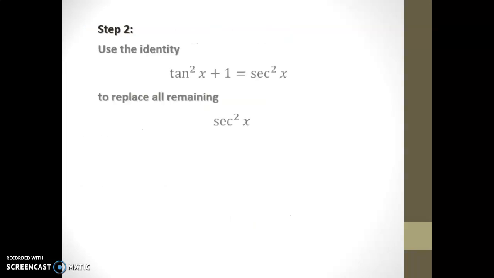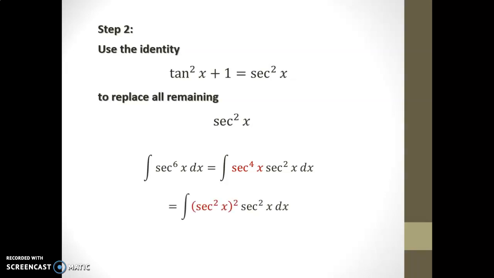In step 2, use the identity tan square x plus 1 equals secant square x to replace all the remaining secant square x's. By remaining secant square x's, I mean all those that we have not pulled aside along with the dx. In our example, that means that we have to replace secant x to the power 4, and in order to do so, we will break it up into secant square x's that are squared first, and then proceed with the replacement.